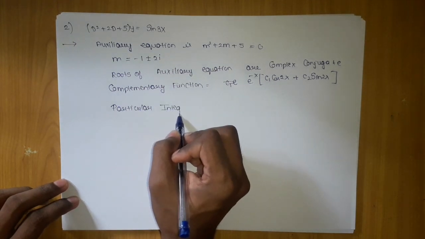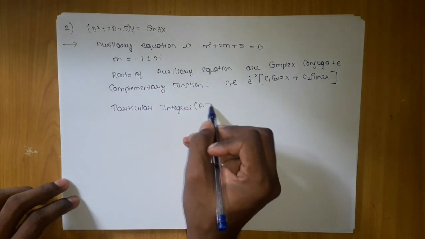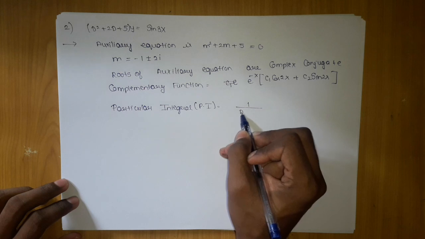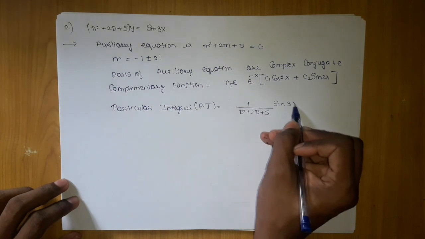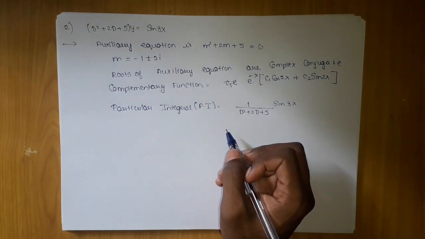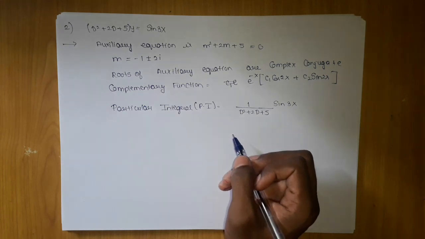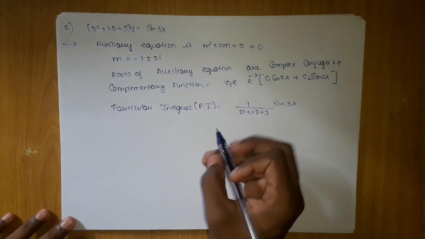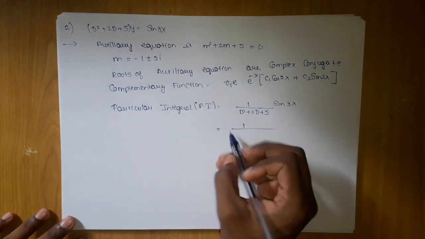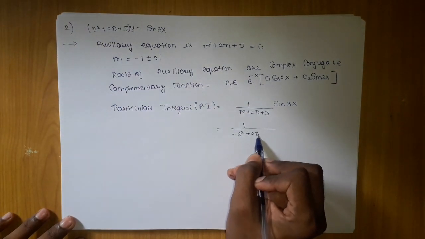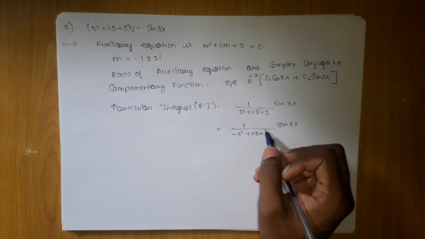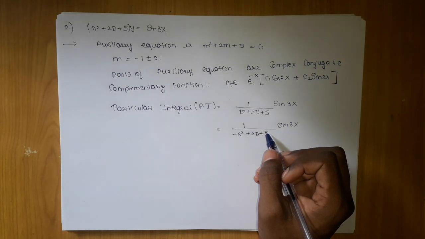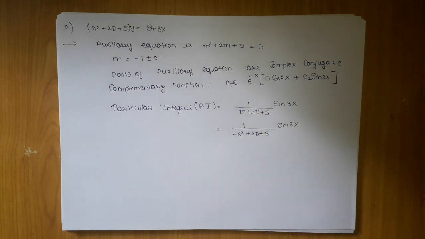Particular integral, denoted by PI, will be 1 upon d square plus 2d plus 5 into sin 3x. Your job is to replace d square by minus a square, which will be minus 3 square. So when you replace d square by minus 3 square, plus 2d plus 5 into sin 3x. Now what many children do, they try to split this up using the sin 3x formula, which is not a good thing. You don't need to do that in this type of problem.